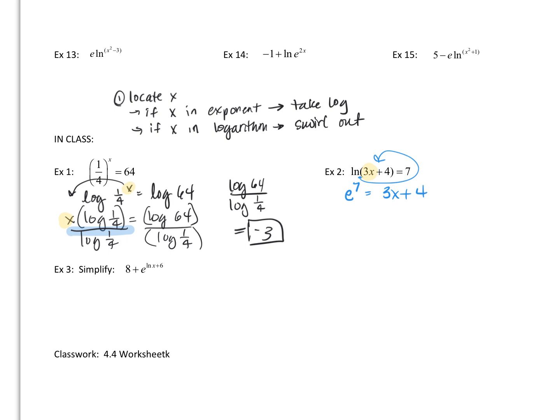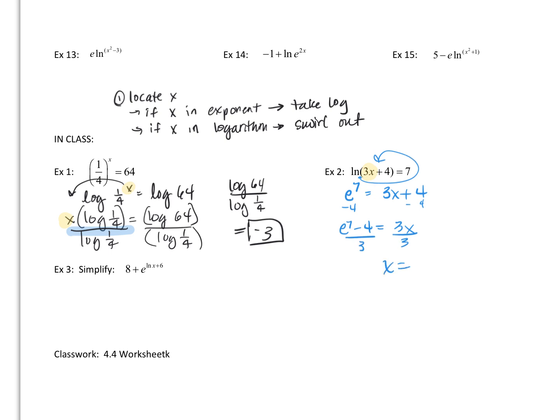Remember, e to the 7th is actually a number that your calculator will do for you. Your job is now to use your algebra skills to get x alone. So what would I do next? Subtract 4 from both sides. So I have e to the 7th minus 4 equals 3x. Then divide by 3, exactly.